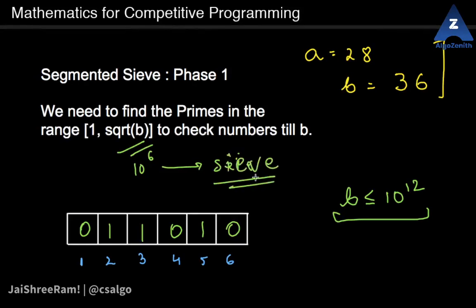Right, you can use a sieve to find primes in the range 1 to 10^6, and that would be 10^6 times log of 10^6, right? The sieve of Eratosthenes that we have discussed. So using that we find primes up to square root of b. This is phase 1 of the process. Okay, now let's talk about phase 2.